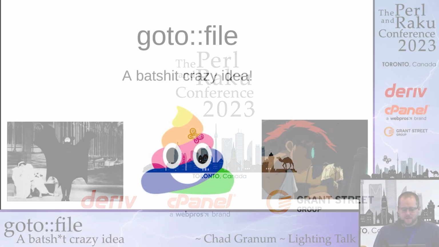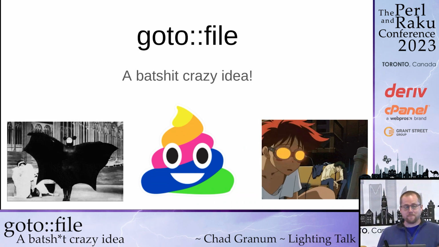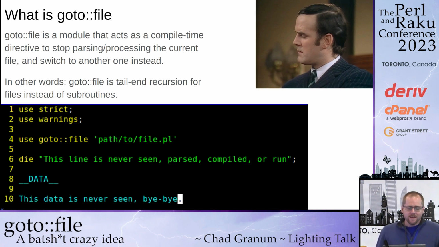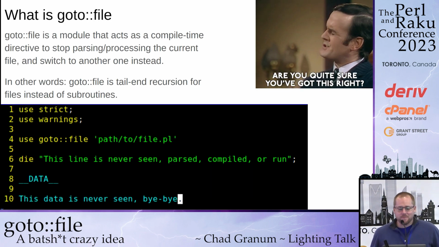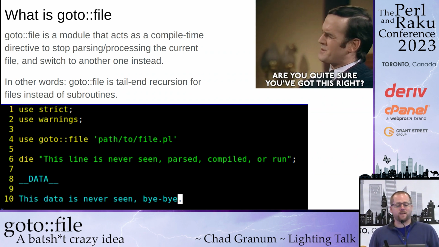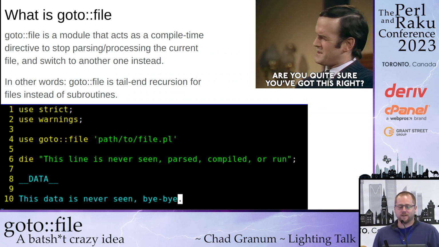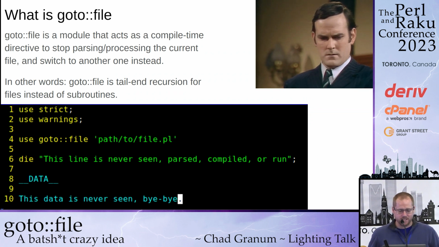Everyone. Some of you might remember this talk from previous years, but this is about goto file, which is a batshit crazy idea. So goto file is a module that acts as a compile time directive to stop parsing or processing the current file and switch to another one instead. In other words, goto file is tail end recursion for files instead of subroutines.